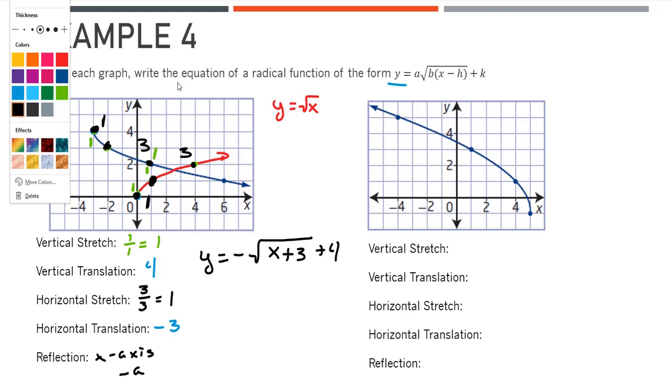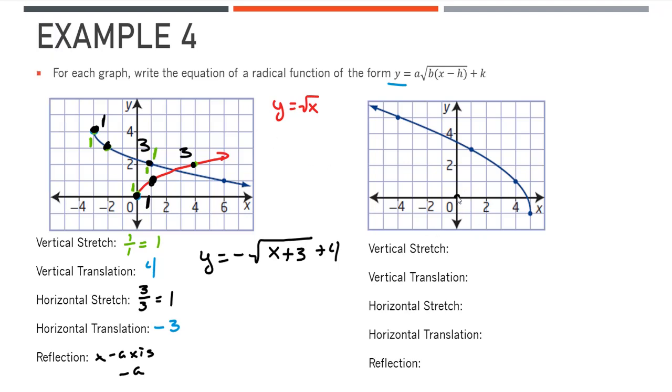All right, let's move on to the last graph. So I'm going to again graph the parent function, so 0, 0, 1, 1, and then 4, 2. And we're just going to do some comparing of the two graphs. So let's look at the origins. It's the easiest place to start.